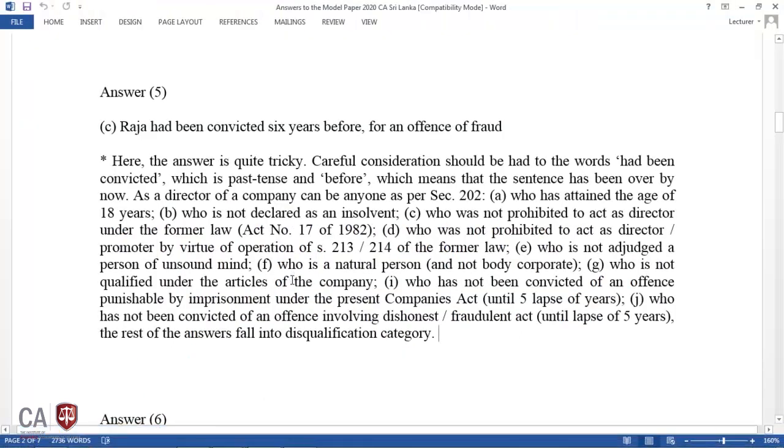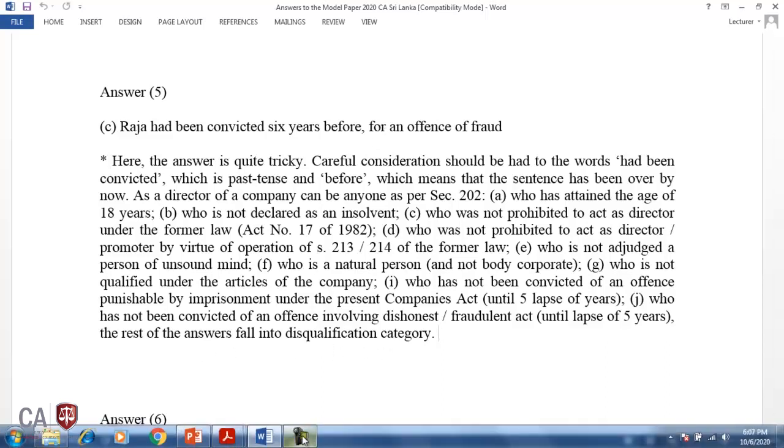Now here I have clarified, the answer is quite tricky. Even though the answer C that we have selected is right, it is quite tricky. Careful consideration should be given to the words "had been convicted" here, not "has been convicted". "Has been" could even be present tense, but "had been" is past tense, and the words "6 years before" mean the time has lapsed, which means that the sentence or the conviction is over by now. Therefore, the correct answer is C, as the rest of the answers fall into the disqualification category.